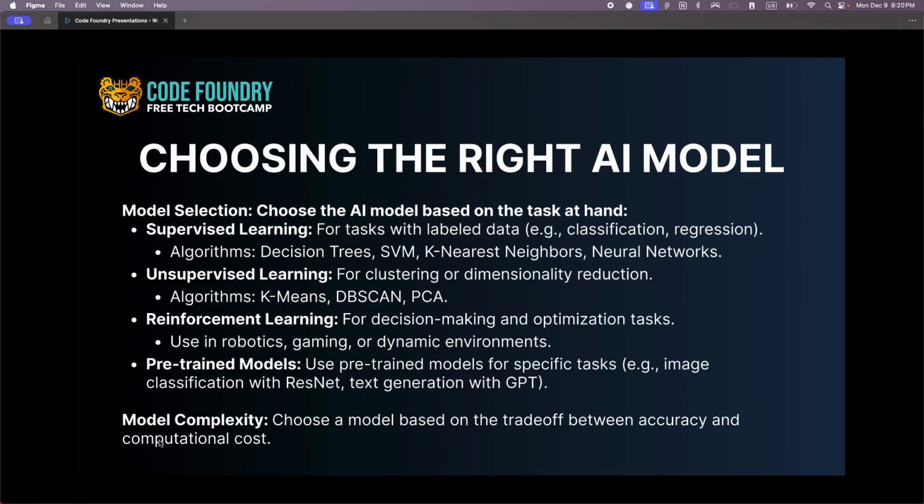And so you want to look at model complexity. Make sure again that you've defined your purpose and your metrics for how that purpose should be fulfilled. And then you can look at how complex we need our model to be.